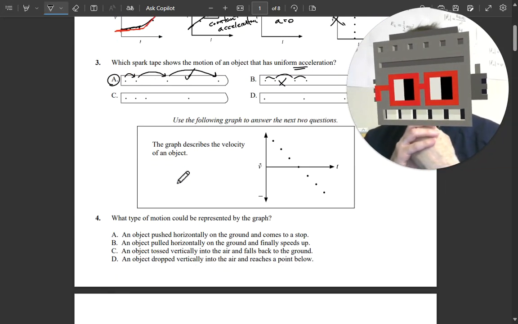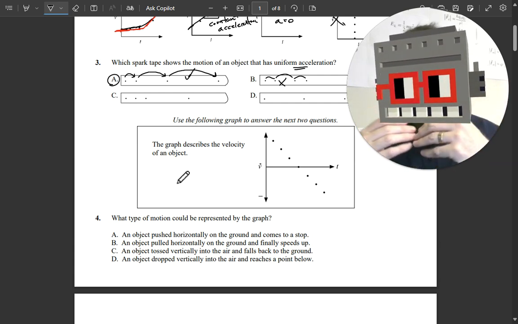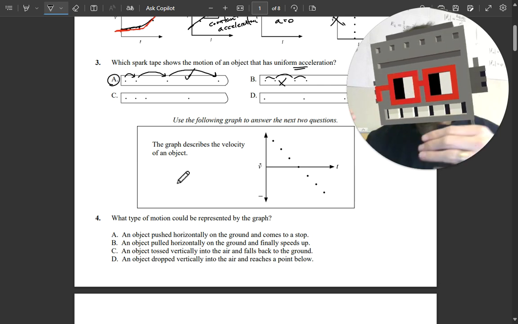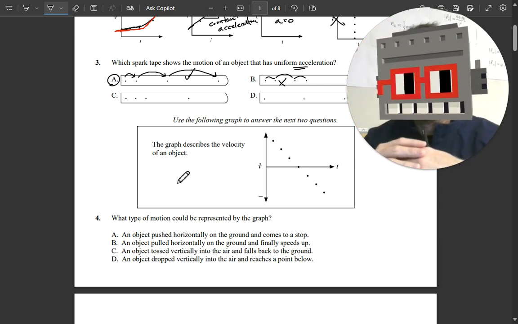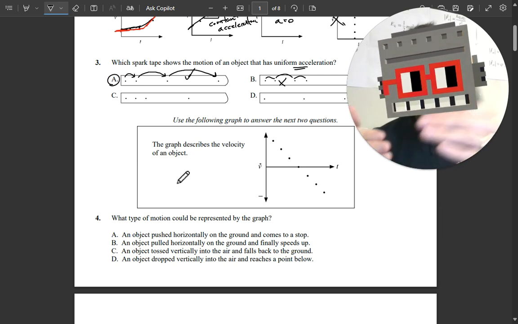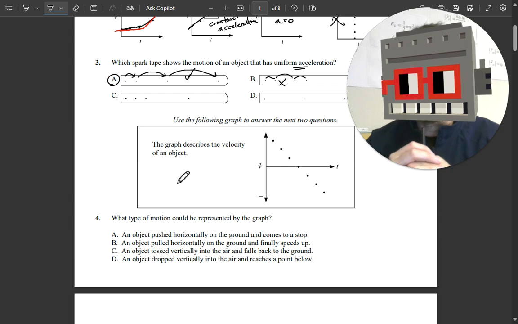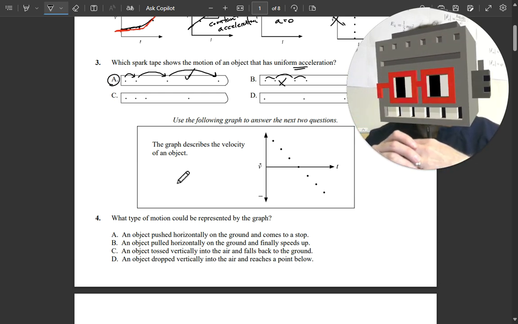What type of motion is represented by this here? So we've got a velocity time graph. It looks like it's going from the positive into the negative. An object is pushed horizontally, it comes to a stop. Well, it does come to a stop, but then it keeps on moving, right? An object's pushed horizontally on the ground and finally speeds up. It is speeding up after it crosses over the x-axis, the negative realm, which just means it's going backwards. It's tossed vertically in the air and falls back down.